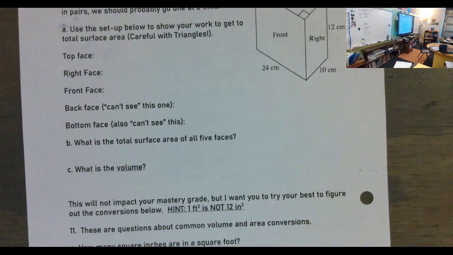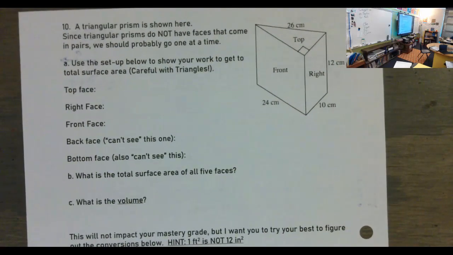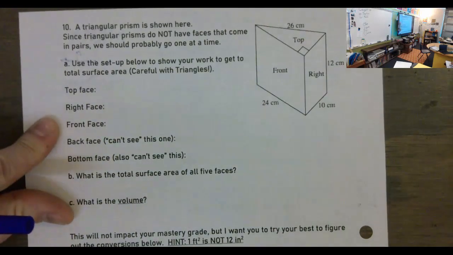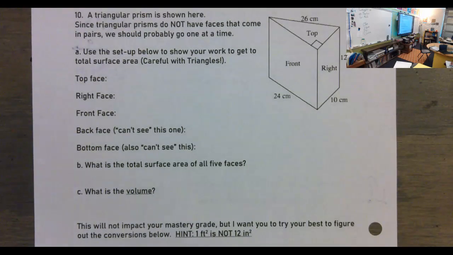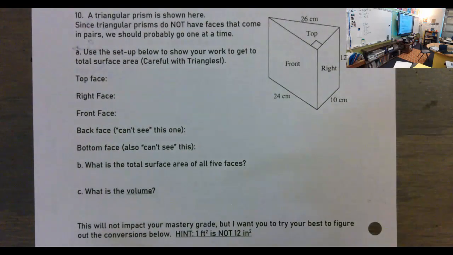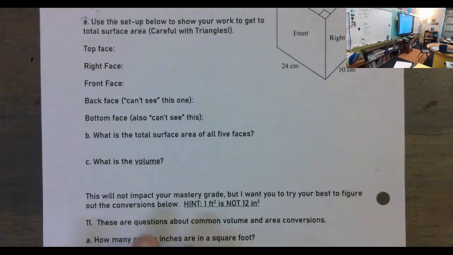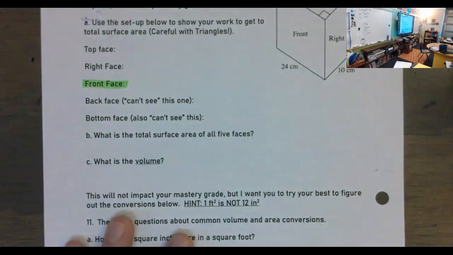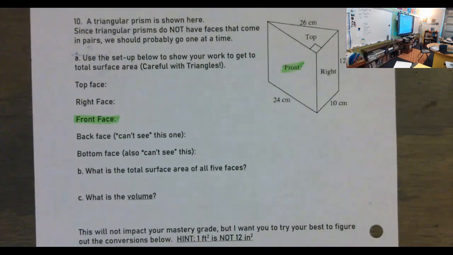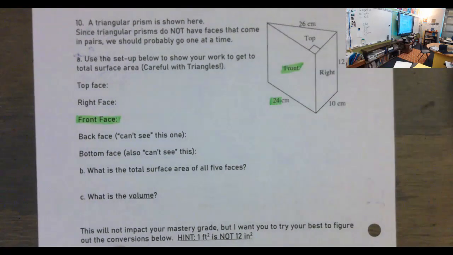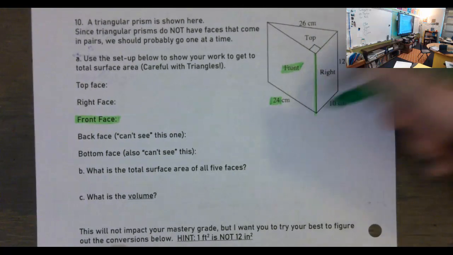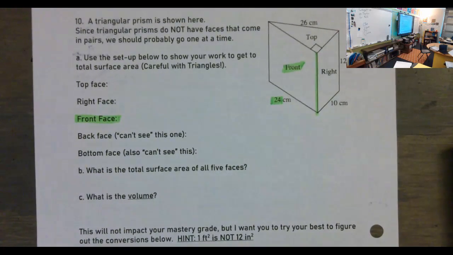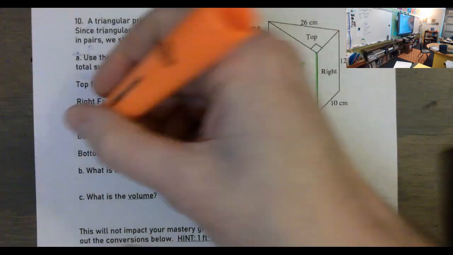And then one of the, probably the most missed question, aside from issues with labels from other people. Guys, look up here. Your front face. I'm going to add some colors to this stuff. I'm really debating highlighter versus marker. Let's go highlighter. Your front face is what kind of shape? That uses what dimensions? 24 and 12.